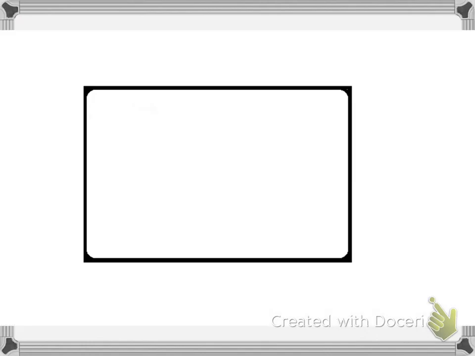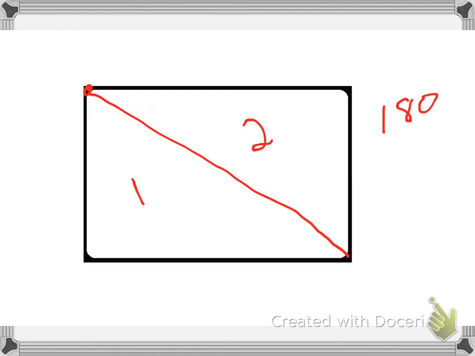Now let's take a look at a rectangle. So when I have this rectangle, how many triangles can I make? So if I start at a point right here, I should be able to make two triangles. 1, 2. Well, then that would mean I'm going to take 180 and multiply that times 2 to give me how much? 360 degrees. So then that means in a rectangle, all of my angles need to add up to 360 degrees.